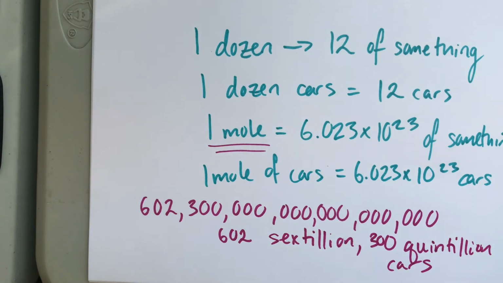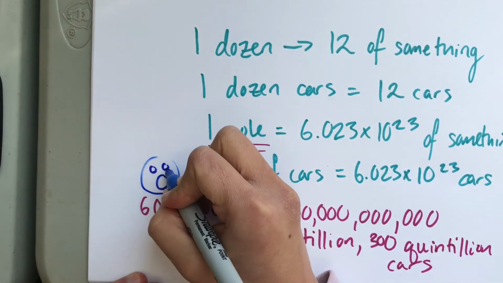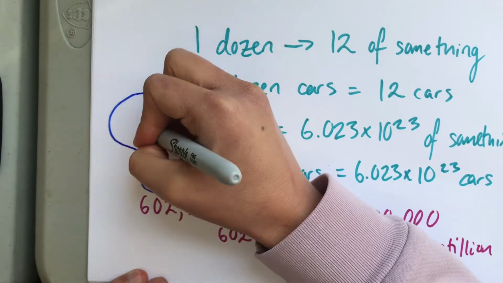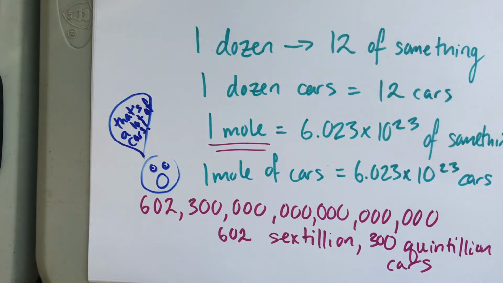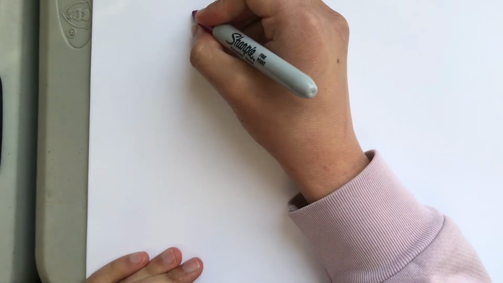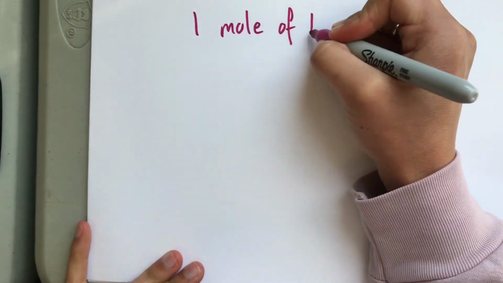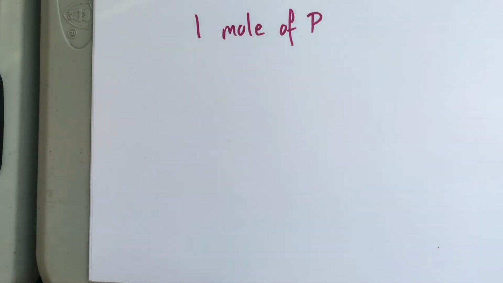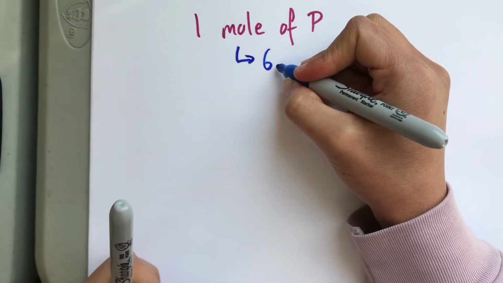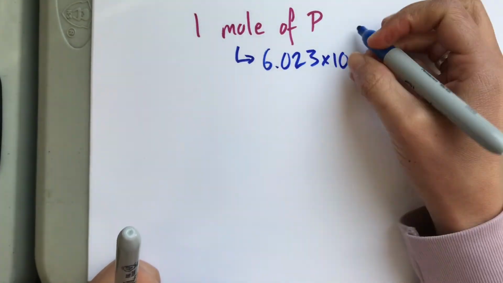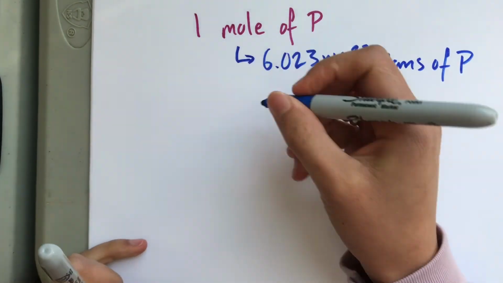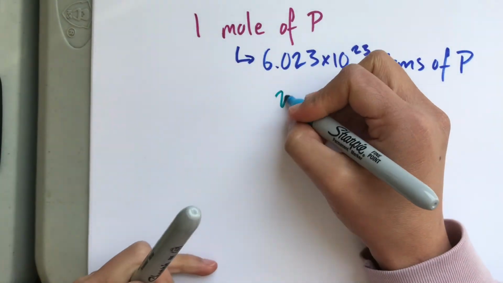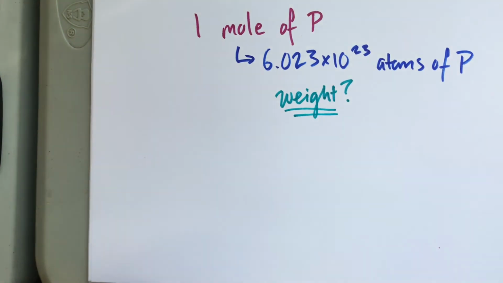It's a huge number of something, but remember that atoms usually are what we're referring to when we talk about Avogadro's number, and atoms are really, really tiny. So to have a lot of them still doesn't mean you have very much stuff. Consider one mole of phosphorus. Remember that one mole is 6.023 times 10 to the 23rd, so we're looking at 6.023 times 10 to the 23rd atoms of phosphorus.